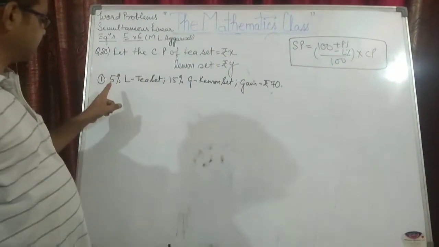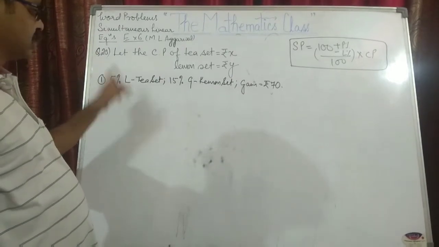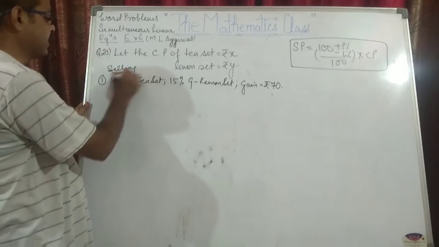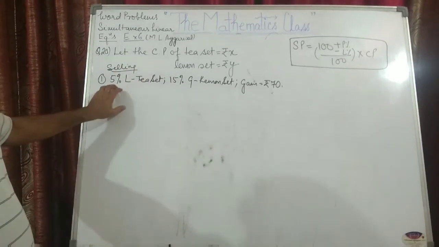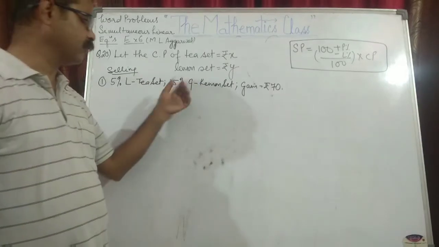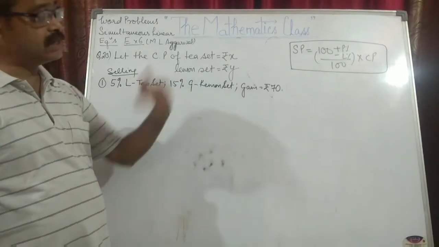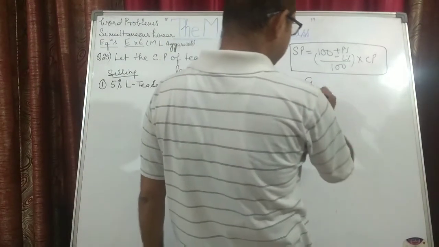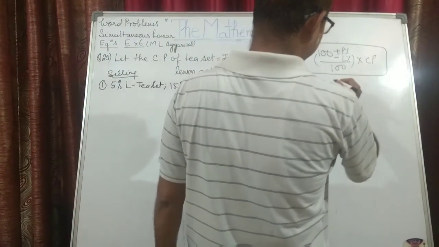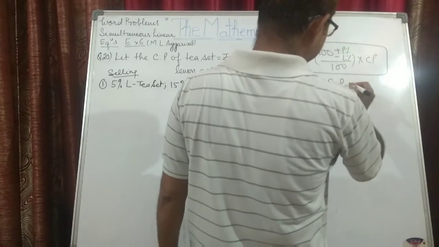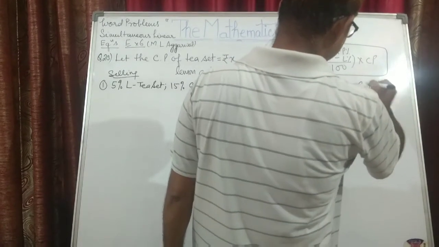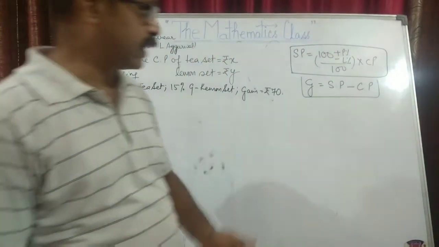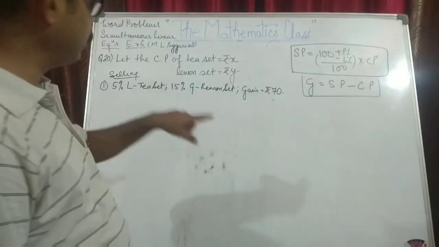Now in the first part they say 5% loss. The shopkeeper is selling a tea set at 5% loss and a lemon set at 15% gain. Still he is gaining rupees 70. Now what is your gain? Gain or profit means selling price is greater than cost price, or we know that gain or profit is selling price minus cost price. Now what will be the total?